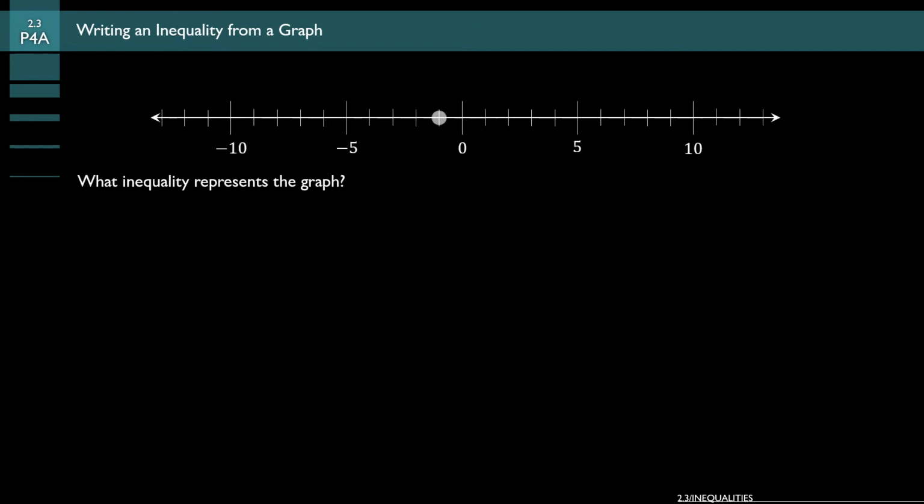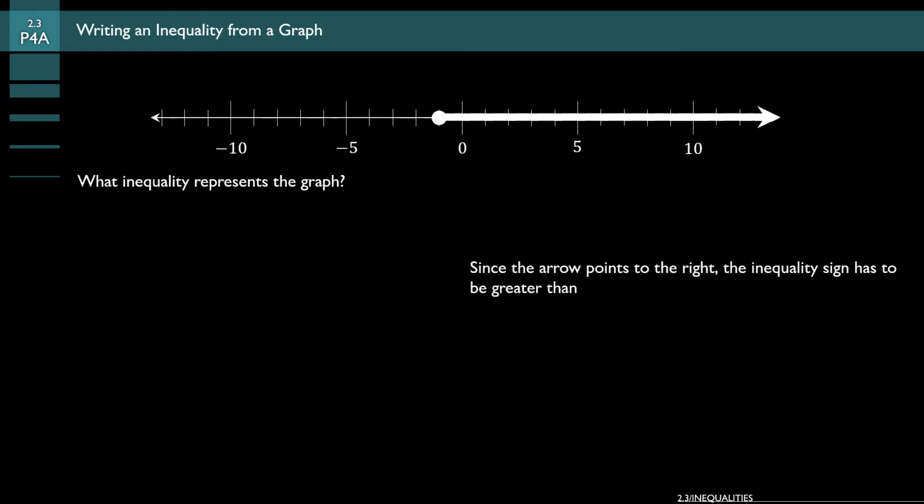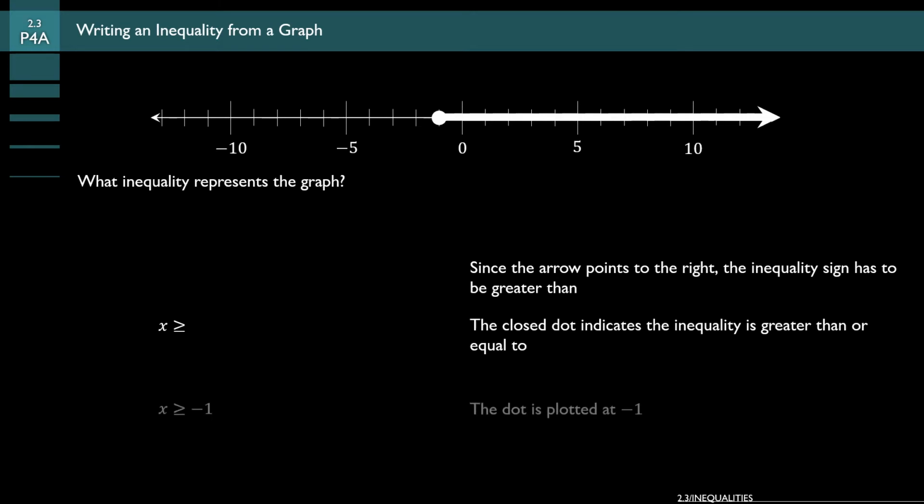In problem number 4a, we're going to write an inequality from a graph. In this case, when we look at our number line, we have a closed circle on -1, and the arrow is running to the right. So what we'll say is that x is all of those values that are along that arrow. And since the arrow is pointing to the right and it's a closed dot, we know that it's a greater than or equal to sign. So we have x is greater than or equal to. Where is the closed dot? It's located on -1. So we're going to write x is greater than or equal to -1.